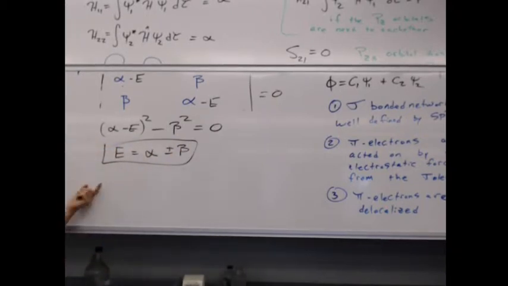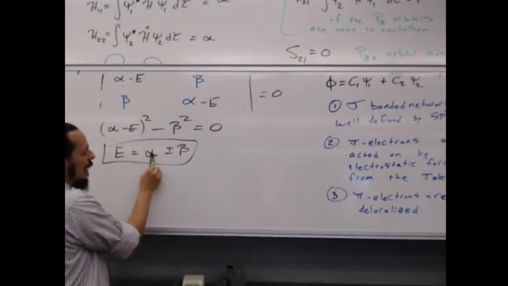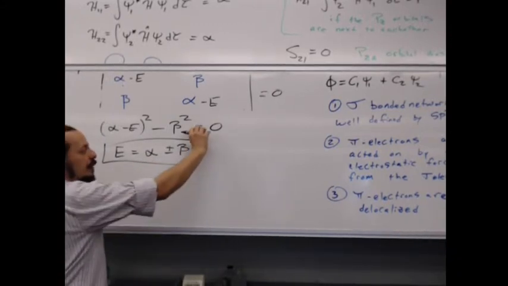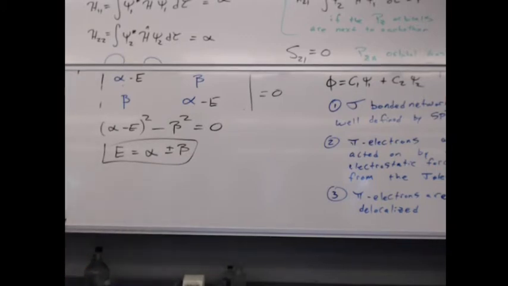And essentially, this looks a lot like what we saw for the hydrogen atom. We've got some standard energy plus or minus some correction energy. We've got these two parts to it, the same thing we saw before.